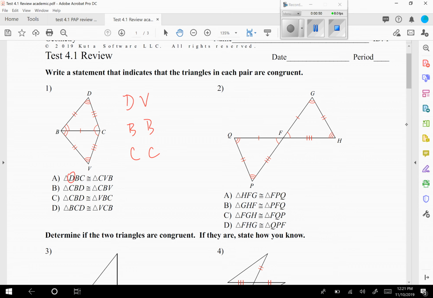So here D is the first one, V is the second one, so get rid of that one. D is the third, V is the third, that could be a possibility. Okay, D is the third here, but V is the first, so get rid of that. Get rid of that one. So the only one that works is B.